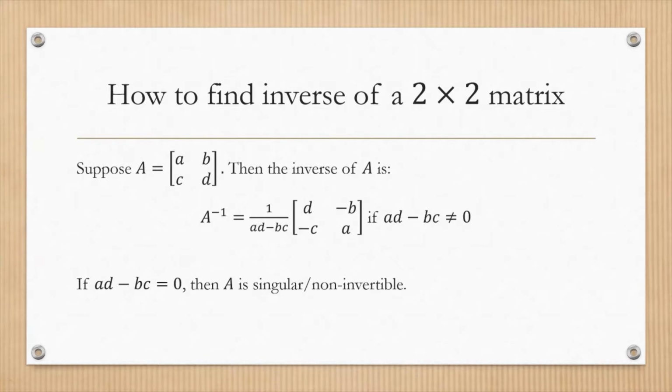in the matrix, switch the positions of the values a and d and add negative signs in front of b and c. This matrix is multiplied with the value that we calculate outside, which is 1 divided by the determinant of matrix A, ad minus bc. We have to make sure that the determinant is not equal to 0, because if it is equal to 0, then the matrix A does not have an inverse, and it is known as a singular matrix.